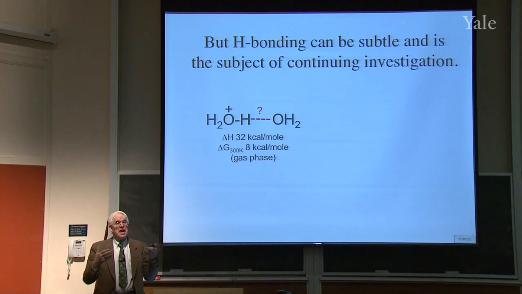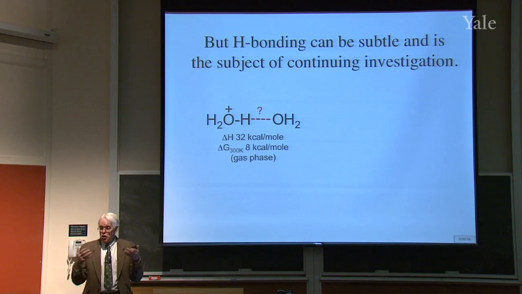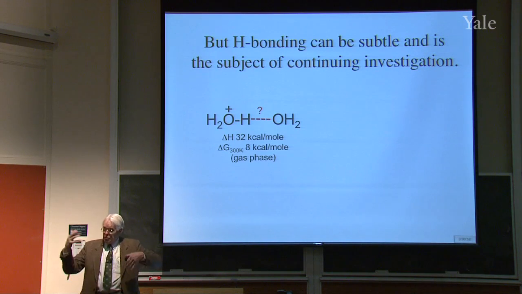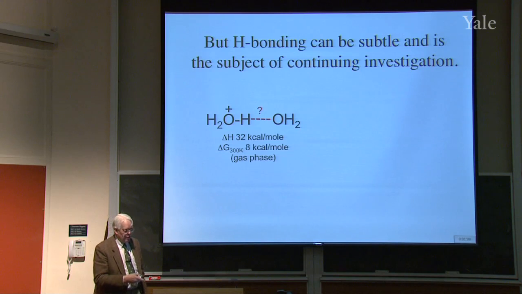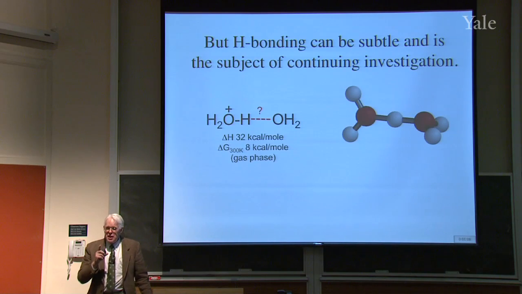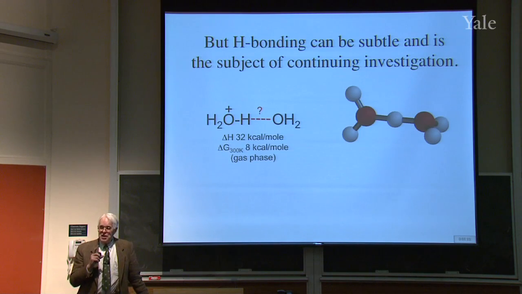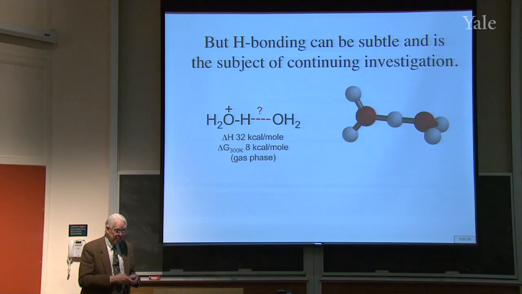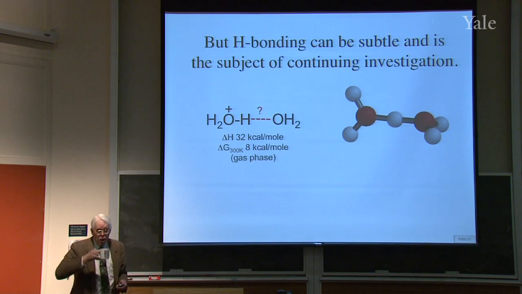But of course, there's an entropy price to pay when you pull these things together. So the actual free energy change in bringing them together isn't nearly as favorable because you're localizing things that were free to move around before. So the free energy change at 300 Kelvin is 8 kilocalories per mole in the gas phase, right? But here's what's interesting. There's the structure of this H5O2 plus. What do you notice about it as compared to the water dimer?